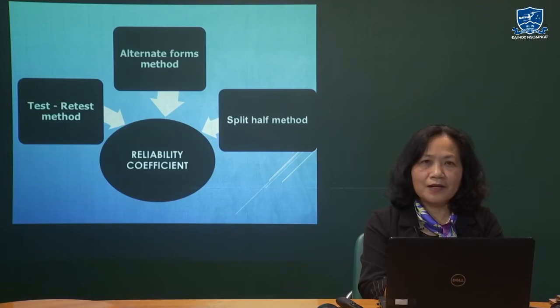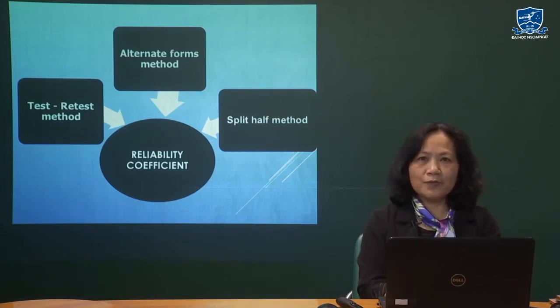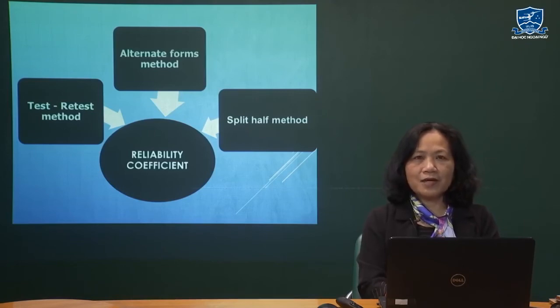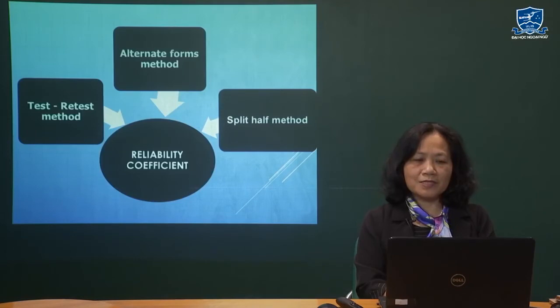You administer a test to a group of students, and after some time, you ask the same group of students to do the same test again. That is the test-retest method. And then you have two sets of scores, and you can make comparisons and see if there's agreement between the two sets of scores or not.